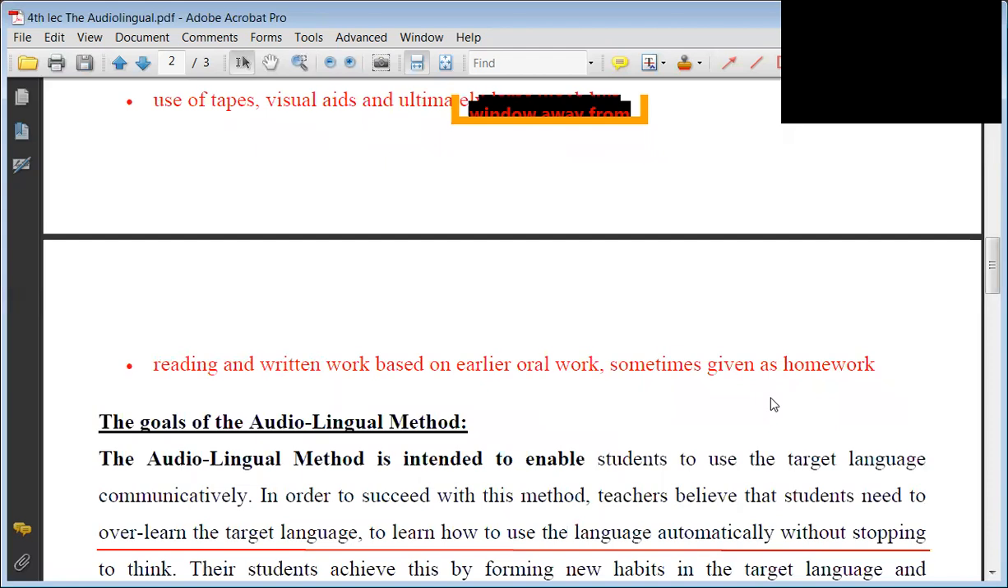So the importance is given to listening and speaking, and then comes reading and writing. So reading and writing come after listening. The learners are not going to read something or write something unless they have heard it before. They have practiced it before. So they first listen and speak, repeat the same thing they have heard. They hear the sentence, repeat it again and again, and then read it or write it. So the four skills of learning the language are put in order here.